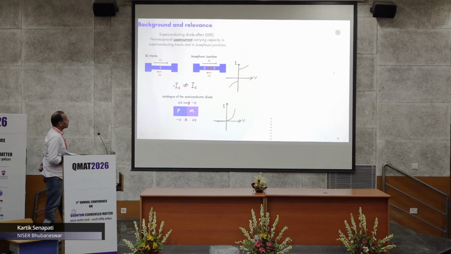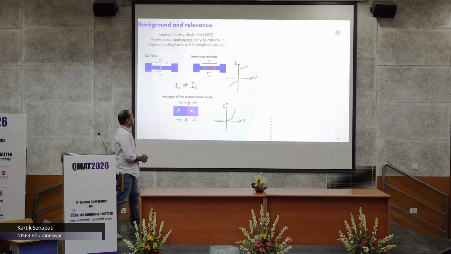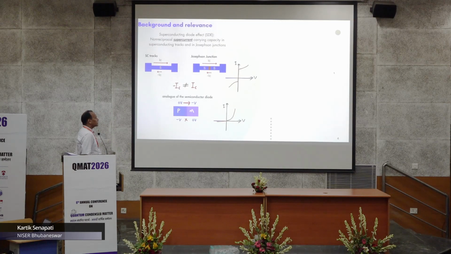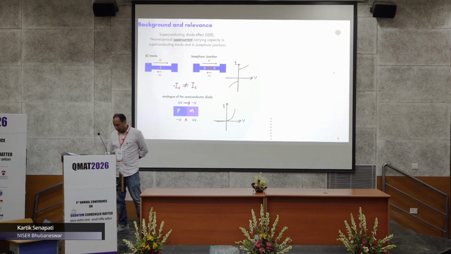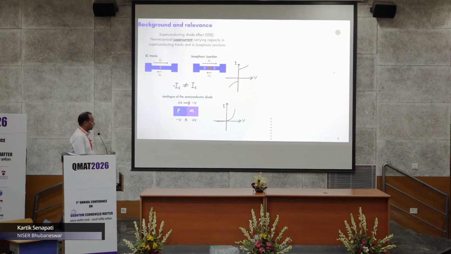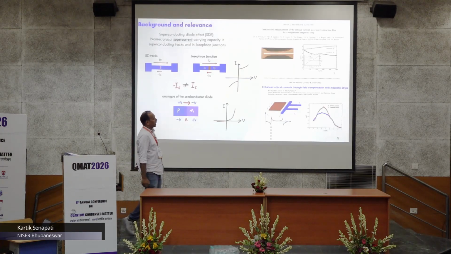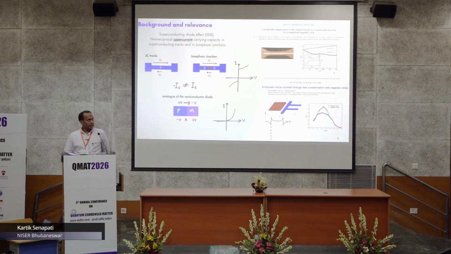It has been a dream to realize this in a supercurrent version of the diode, whether in a simple superconducting track or in a Josephson junction. If I want to give a current-voltage curve equivalent to this, then I would expect my current to be more in one direction and less in the other direction, or ideally zero. Here I am talking about supercurrent. That's the only difference. This has been a dream, and this is not a new field. It's as early as 2005, 2006.